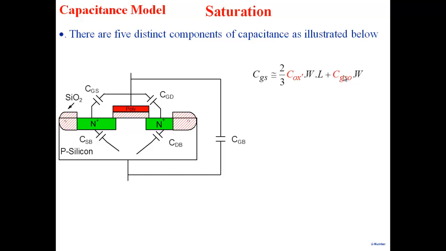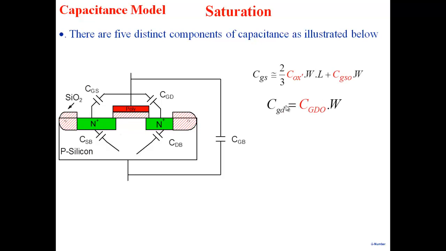This is a parameter that will be given to you as part of the technology. Once you choose a technology, you know what CGS0 is. Depending on the width of the MOSFET, you multiply together and you get this term. The first term is area dependent. So Cox will also be given to you. Depending on the width and length of the MOSFET, you multiply it together and you get the CGS value. So it has two distinct components: the channel part and the edge part.